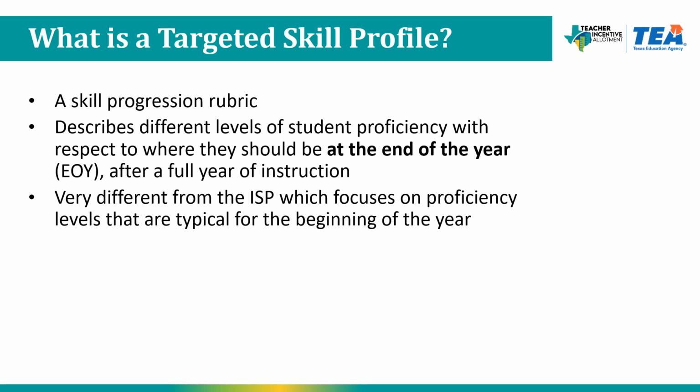The TSP, or targeted skill profile, will describe what advanced, typical, and below typical students can do at the end of the year. For example, advanced students might be able to perform complex tasks with ease, while below typical students might still be working on foundational skills. The targeted skill profile provides a clear picture of student progress after a full year of instruction. I'll provide a couple of examples to illustrate this process.